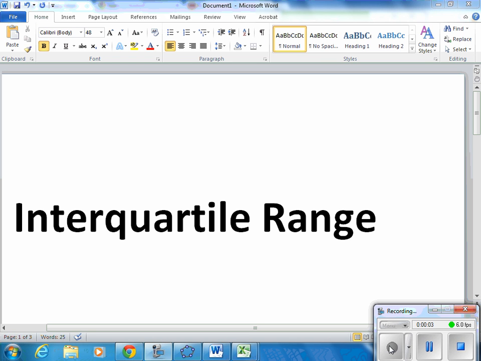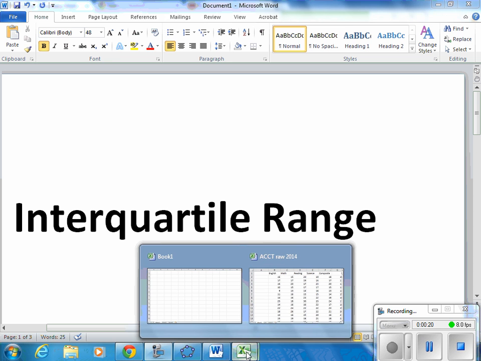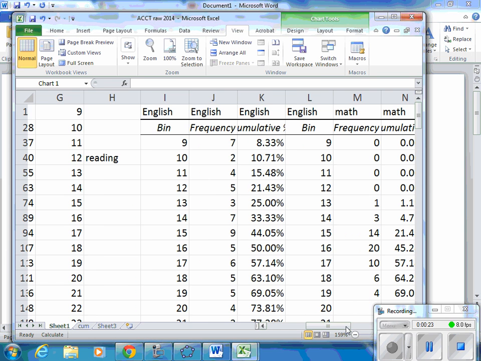This video clip explains how to calculate interquartile range, the range between the two quartiles, the upper quartile and the lower quartile. Inter means in between, so it's the range in between those two. What are we talking about? Well, here's an example.